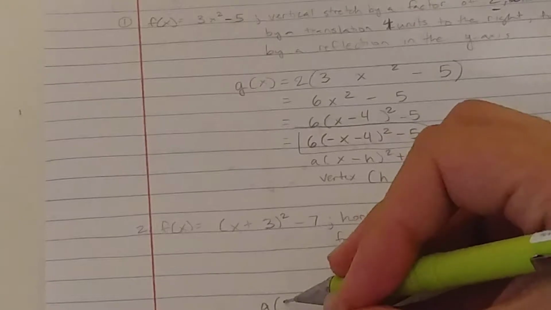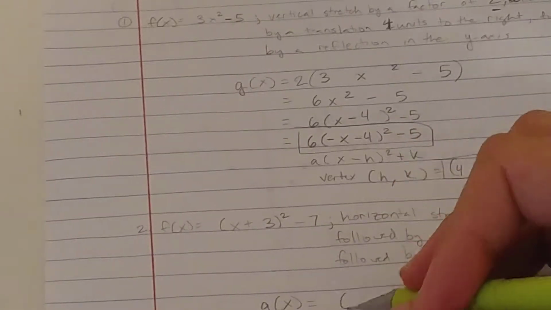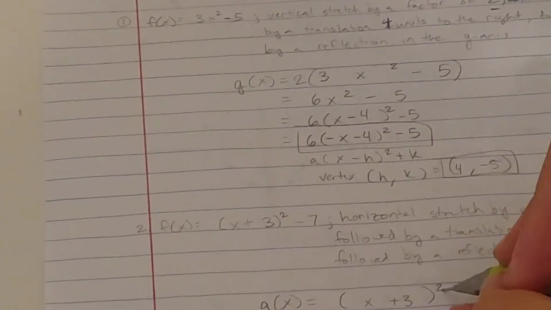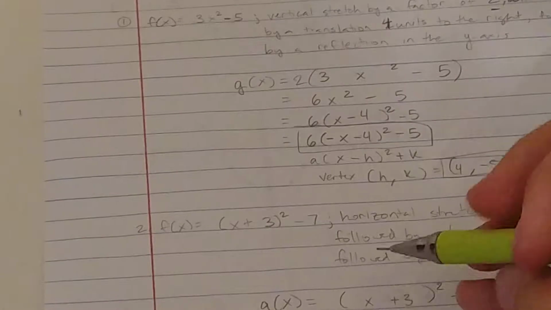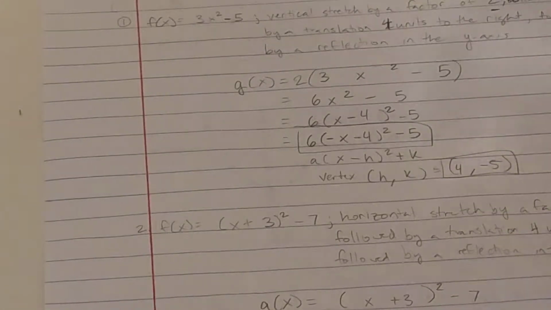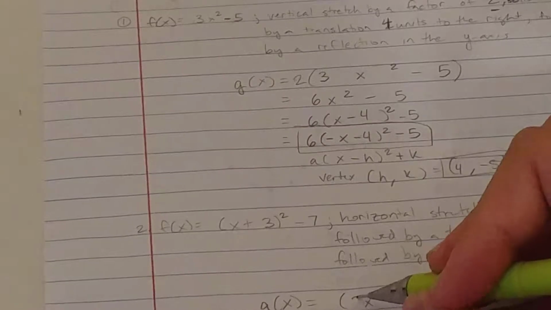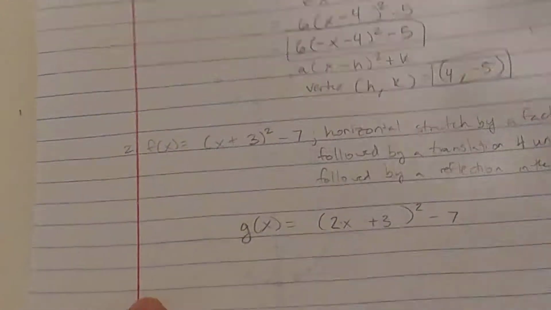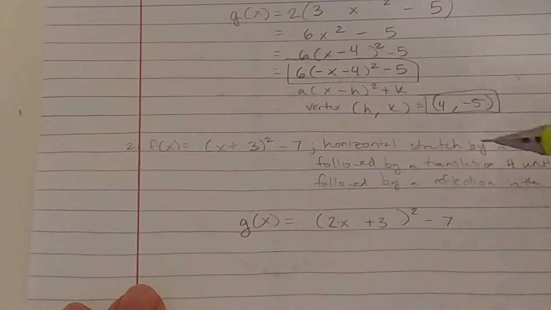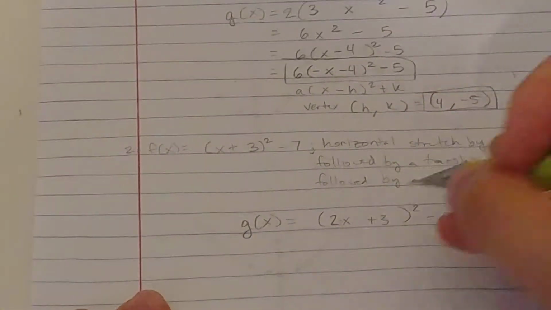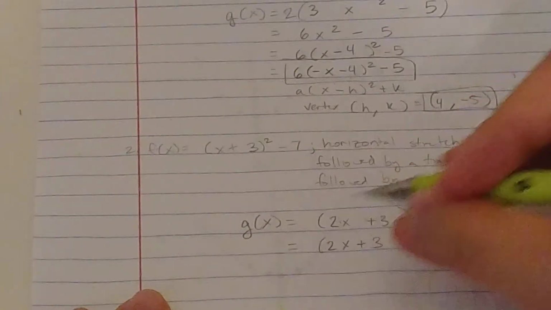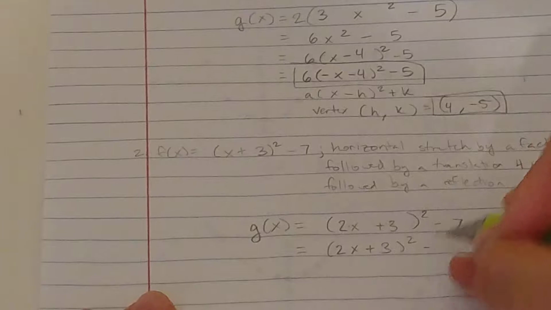So we're going to start off with g of x equals, let's write down what we got. We have a horizontal stretch by a factor of 2, so we're multiplying just the x. That's it. All right, and then followed by a translation 4 units up. Let's rewrite this to x plus 3. Do you need to? No, you can do it all at once. But it says followed, so why not?